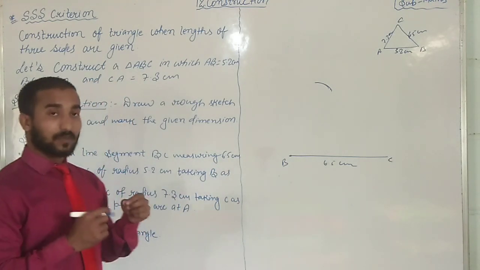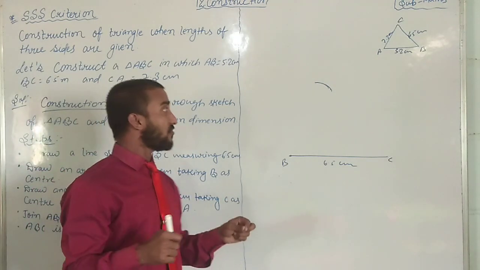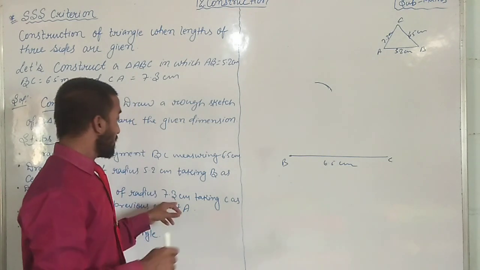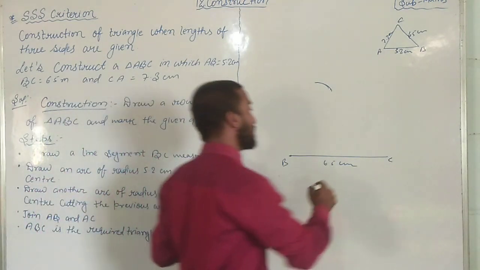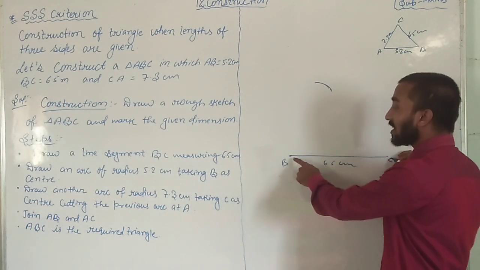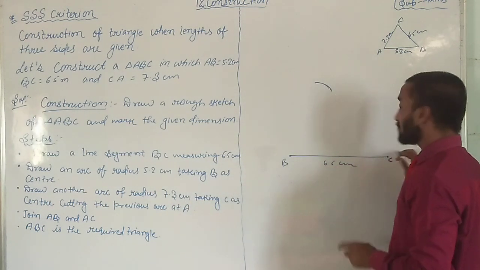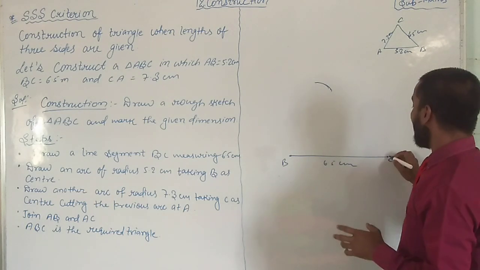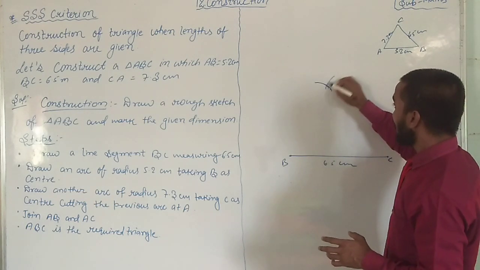It means what? The pointer and the pencil open 5.2 centimeter. That will increase to 7.3 centimeter. And consider C as the center. It means now you will change your needle from B to C and keep your needle of the compass on C and make an arc here.